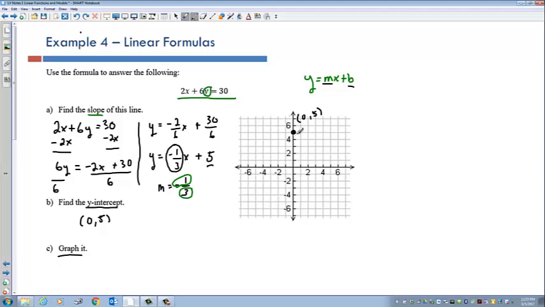So what I'm going to do is go over 3. 1, 2, 3. And then it's a negative 1. So instead of going up, I'm going to go down 1. And this is another point right here on my graph. And so then I can just connect those dots. It's the best I can.